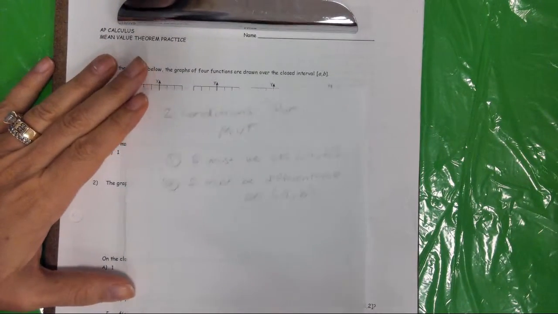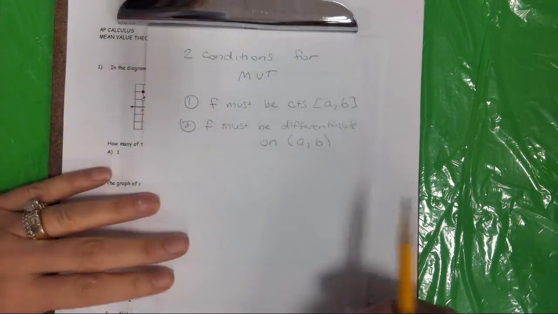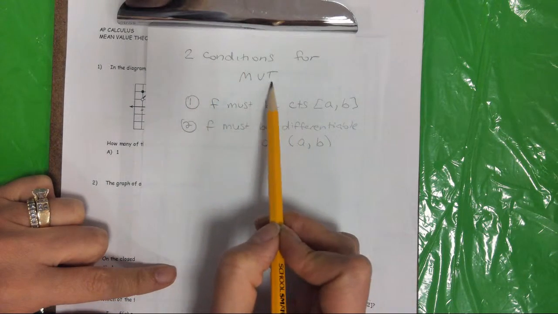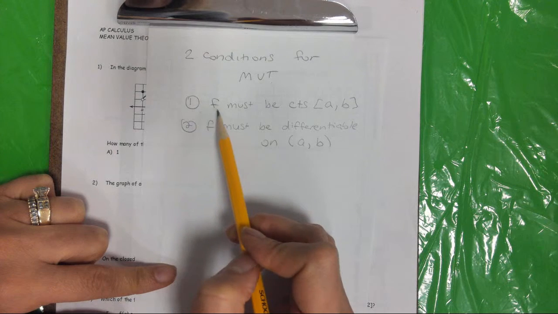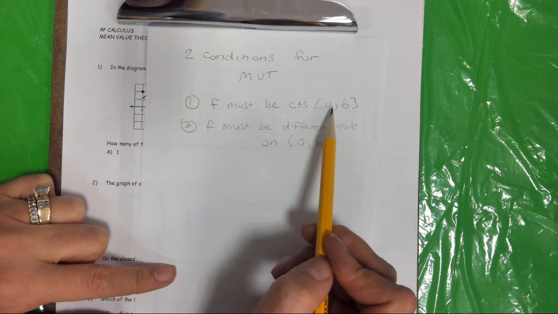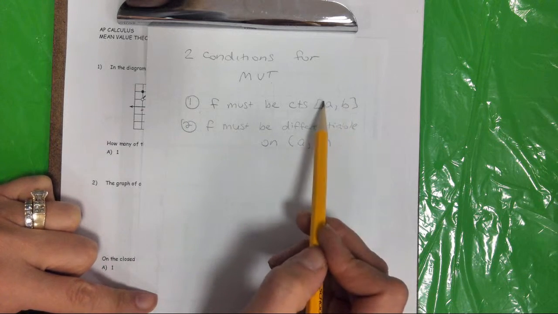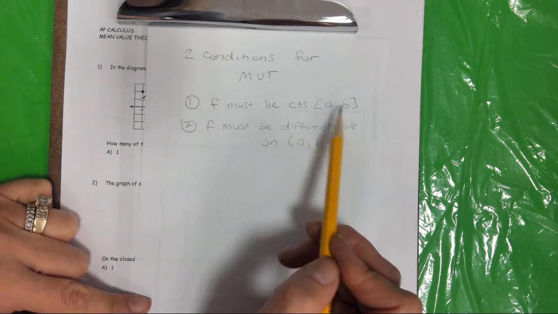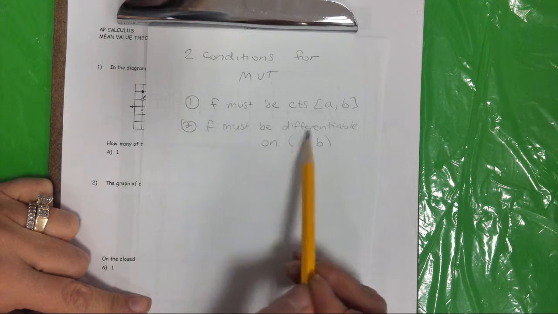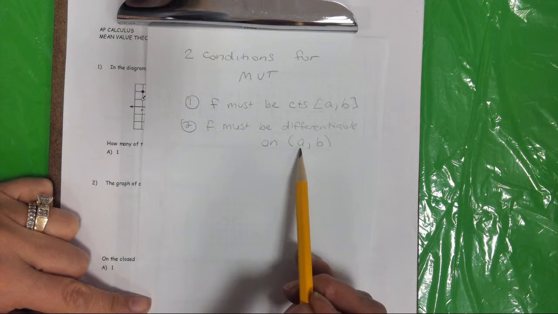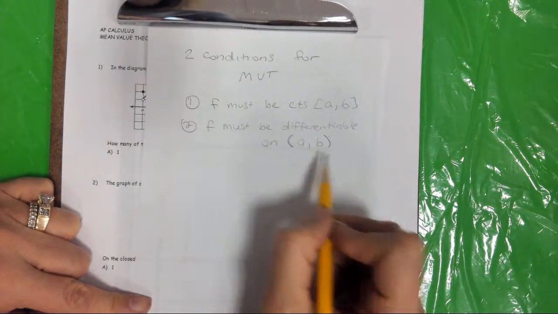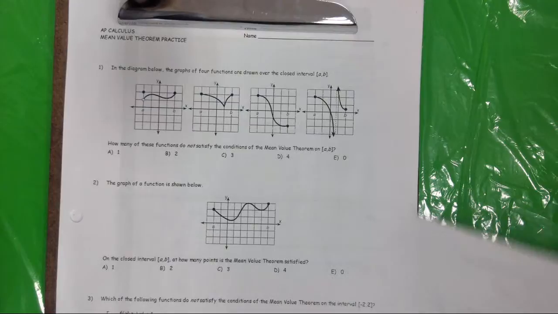Okay, so I wanted to give you a little help for your homework. So let's remember the two conditions for the mean value theorem. One, f must be continuous on the closed interval a to b. Remember, closed is where a and b are included. And the second condition is two, f must be differentiable on the open interval a comma b. Right, so a and b are not inclusive, it's differentiable within that interval.